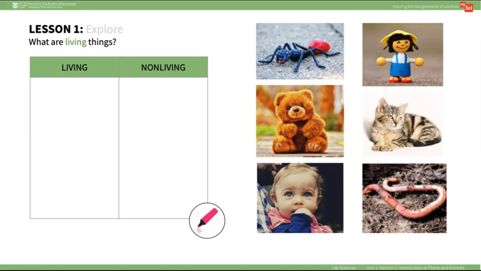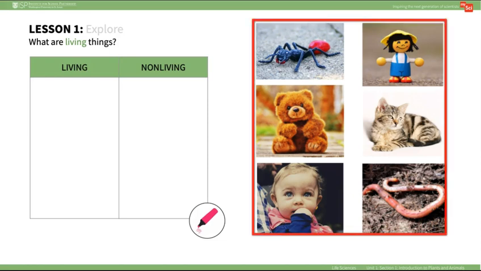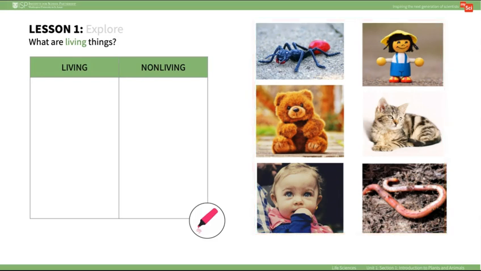In the Explore, students will be divided to work in small groups. Each group will work together to sort a set of laminated cards into two categories, living and non-living. As they are sorting, ask students to justify the reasoning for their choices.